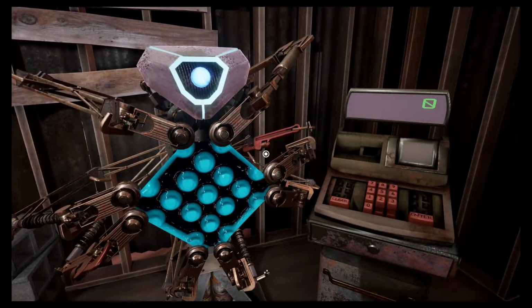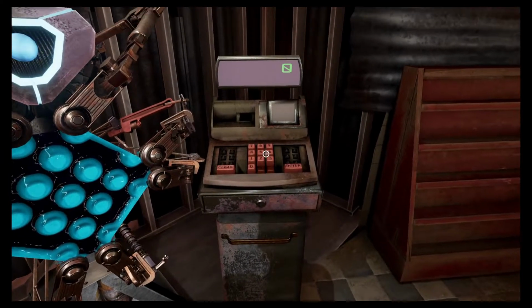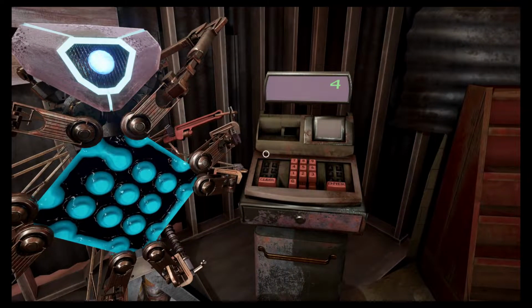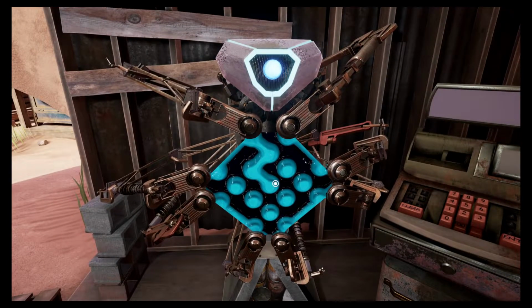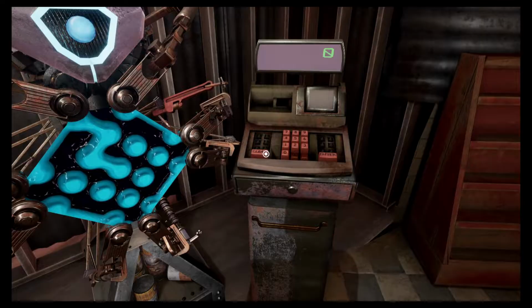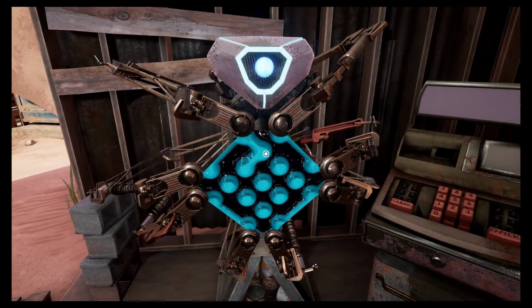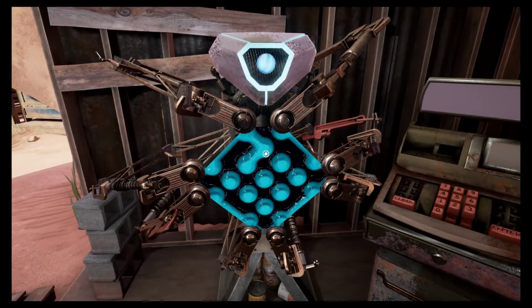Here's the panel. Okay, the base is 4. So what do I need this? Okay, this is 4. So, this is 4. Can I also... Okay, clear. Okay, let's see. I need to find out what those are.